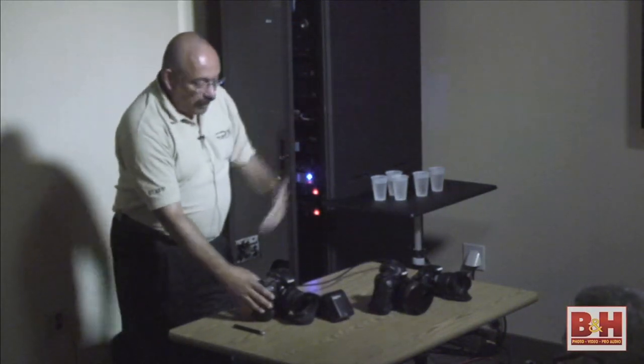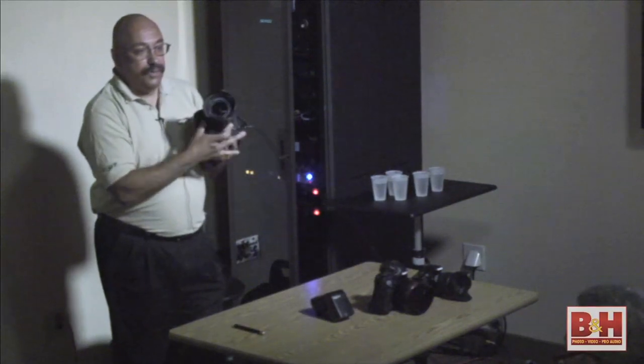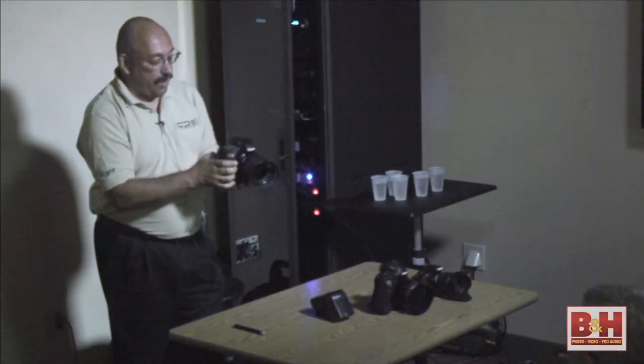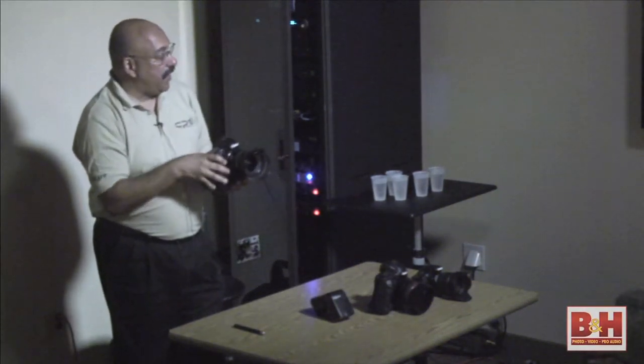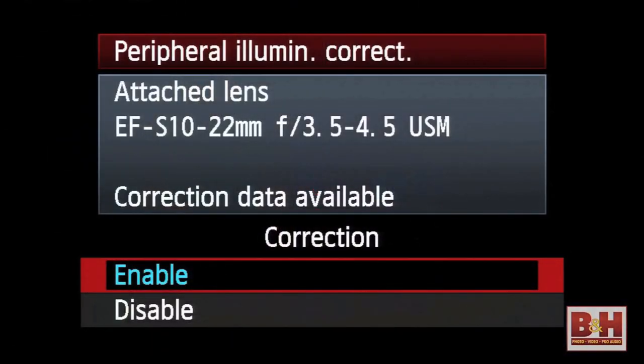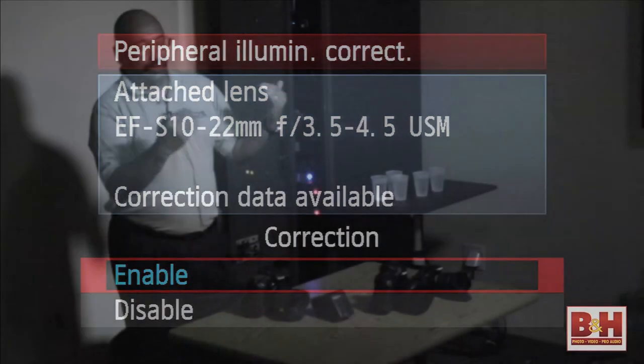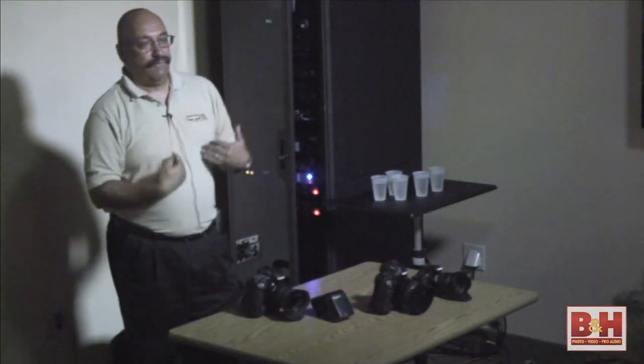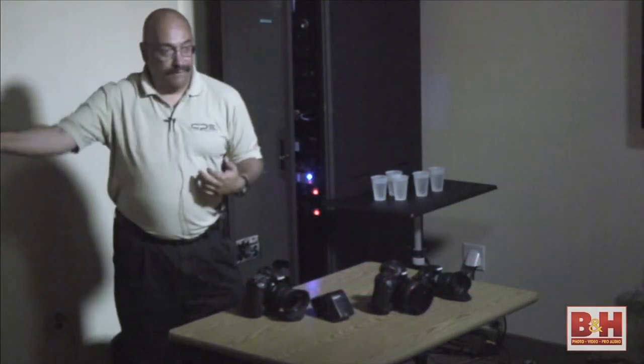So anyway, the cameras are smart enough to know what lens you've mounted onto the camera. If you go into this menu item, it'll tell you if the camera has in its memory bank information for the lens that's mounted on it at the moment. It knows the lens. And then you have the option to just let the camera do its thing and apply that correction. Or if you're a purist and you say, no, if there's any correction like that, I want to take care of it myself in Photoshop or whatever, you can turn it off.